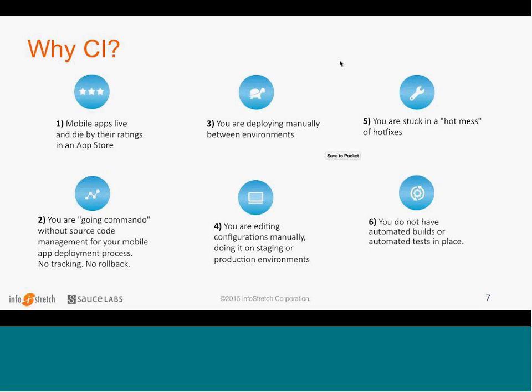CI can ensure faster execution times for the dev team as well as the QA teams, and deliver applications faster, so we improve our App Store ratings. The second most important point is that if we don't have a CI system, then we don't have collaboration between different teams that might be working at different locations. So you are just going commando without a source code management system, where you don't have any tracking of what is happening in the code. There is no rollback system, and the app deployment process is in a mess.